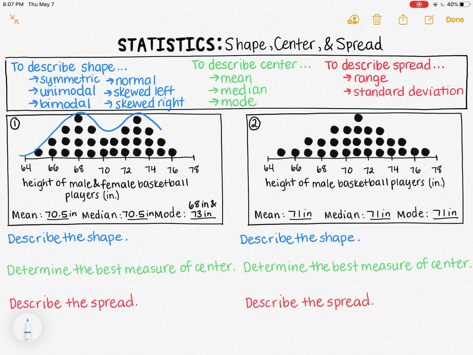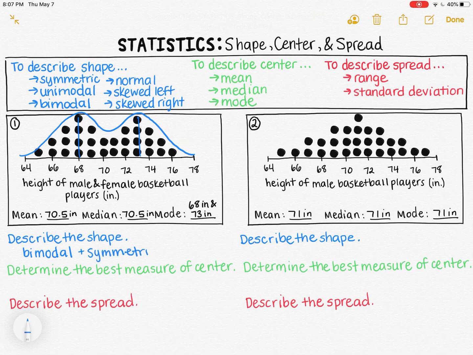For the first dot plot, we need to first describe the shape. One thing I like to do to help me look at the shape of my dot plot is to draw this curve over top of the dots to give me a summary of the shape. As you can see, the shape that we drew has two peaks and it also looks symmetrical. Because it has two peaks, we're going to call it bimodal. The bi means two for the two peaks, and the modal part means there's two modes, which is what we had found in the last video, that this dot plot has two modes at these two peaks. So that's why we call it bimodal, two modes.